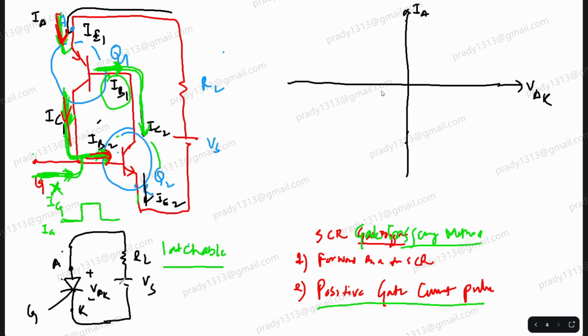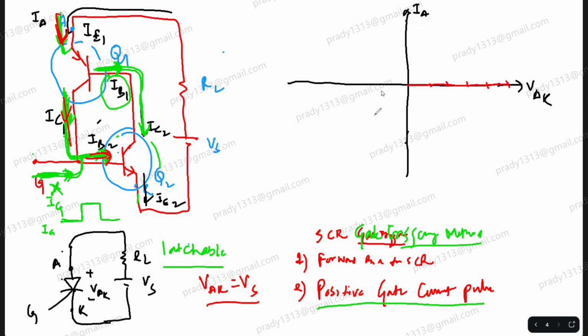See, if the device is off, can I say VAK is equal to VS? If the SCR is off, the anode to cathode voltage VAK is equal to VS, because there is no current here. So can I draw this line and say this is representing the supply voltage, VAK equal to VS? IA is 0, so this VAK line represents the supply voltage. All these are supply voltages, can I say?